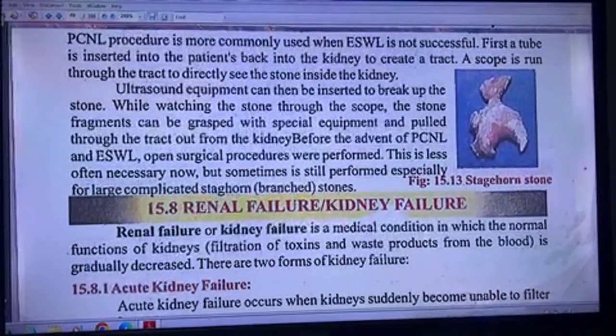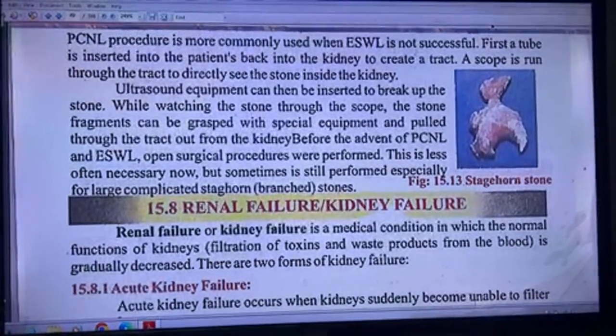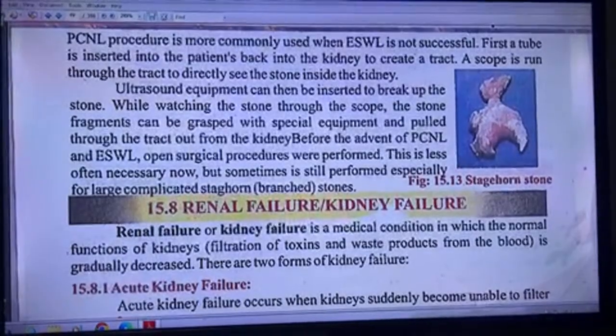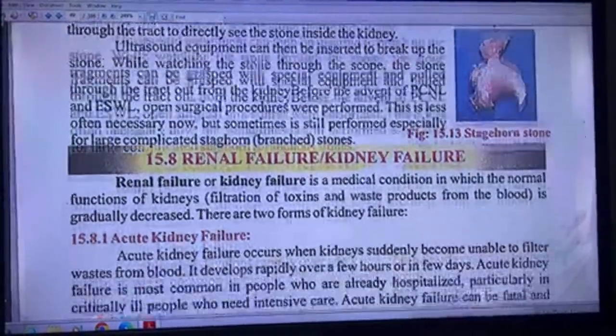Before the advent of PCNL and ESWL, open surgical procedures were performed. This is less often necessary now, but sometimes still performed, especially for large, complicated staghorn branch stones. Renal failure or kidney failure.